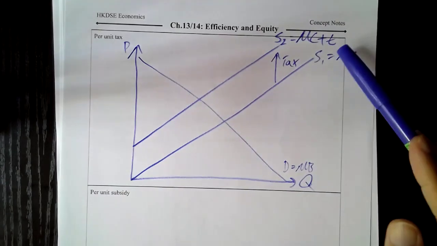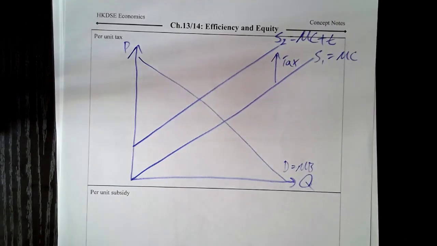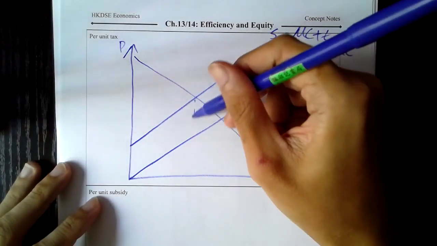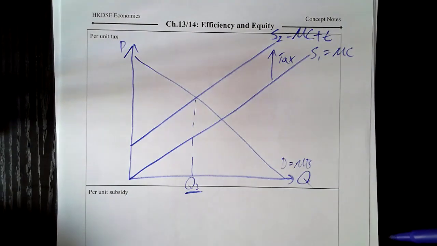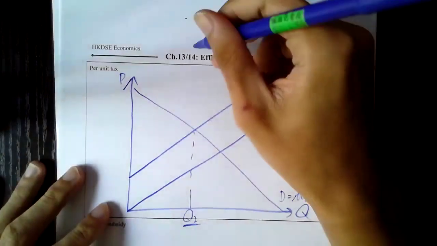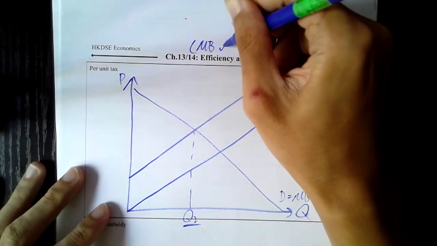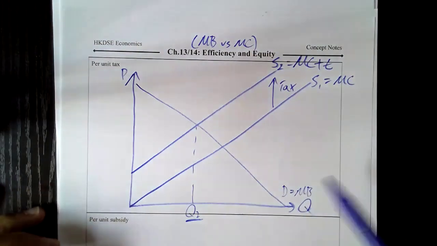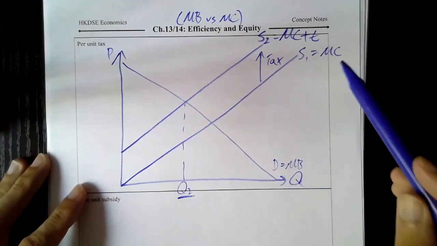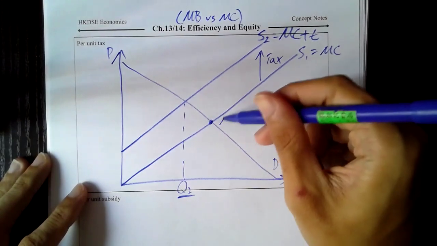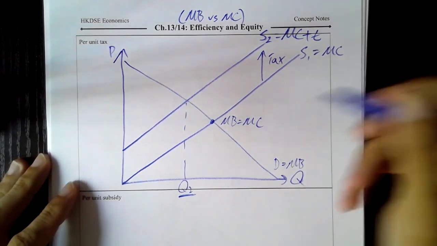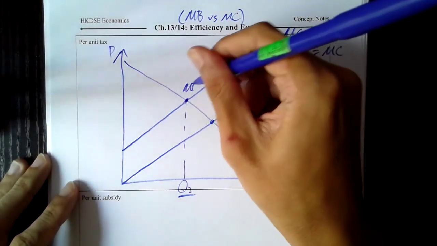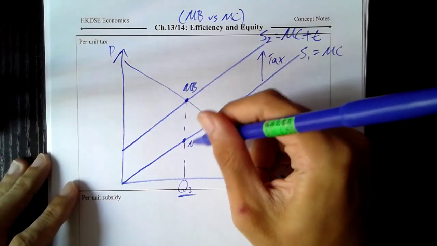咁啊, now, the easy way to do it is, of course, first, we identify Q2 right here, okay? We identify Q2 right here. And then remember, when we talk about efficiency, we are checking MB versus MC, which in our case, the label would help a lot, right? MB equals to MC should be here. Now at Q2, what's going on is this. The MB is right here, but the MC is right here.